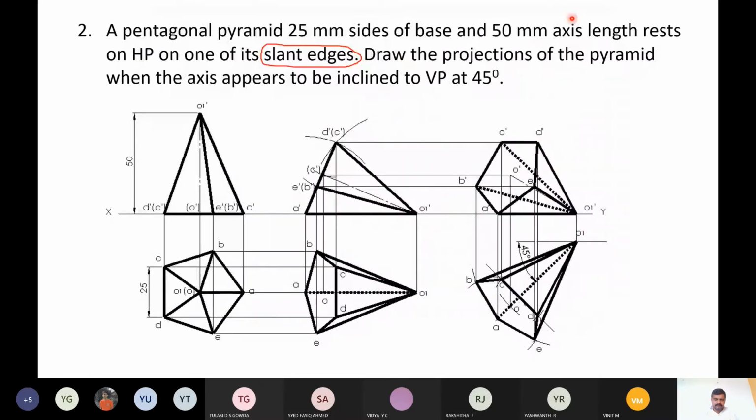Rakshita? Yes, sir. Which are the base edges of the pyramid? So if you consider this pentagonal pyramid, which are the base edges and which are the slant edges? Now, I will name AB. Whether AB is a base edge or slant edge? Slant edge, AB. Any other answers?